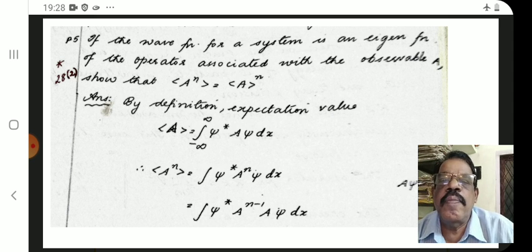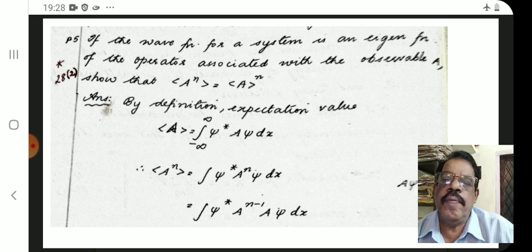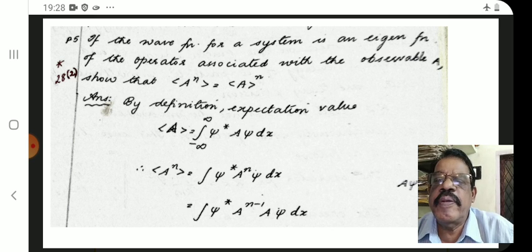The wave function for a system is an eigenfunction of an operator A, the operator associated with the observable A, so that the expectation of A raised to n is the expectation of A all raised to n. So we see, by definition of expectation value, we know the expectation of A is equal to the integral. Here, capital A is the operator and small a is its eigenvalue. So the expectation is equal to the integral from minus infinity to plus infinity of psi star A psi dx. That is our definition.